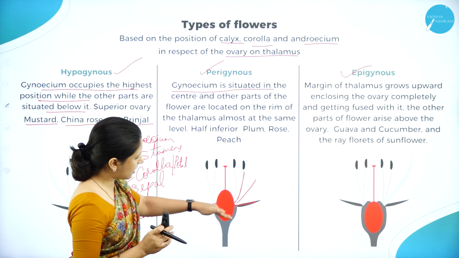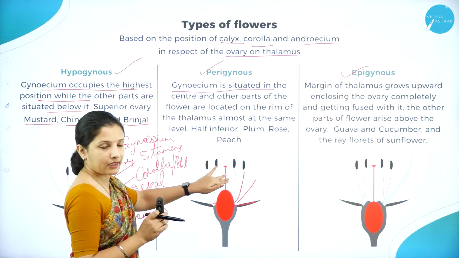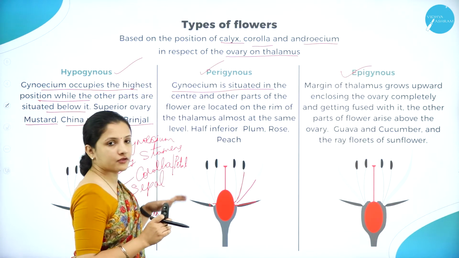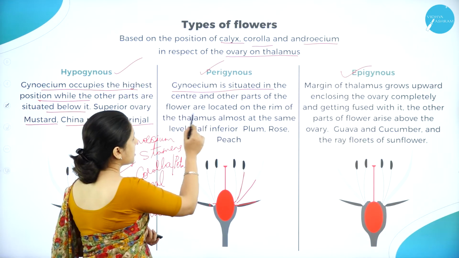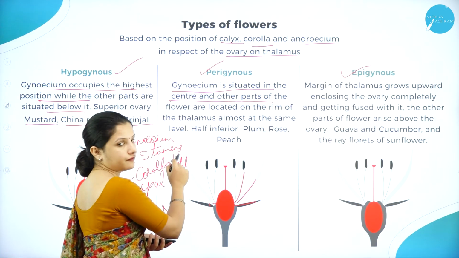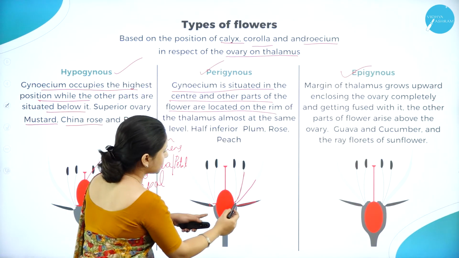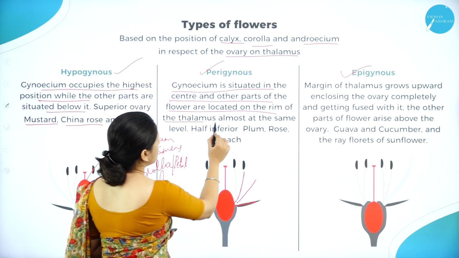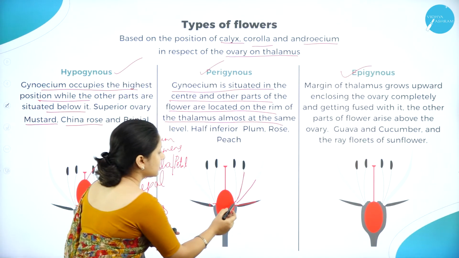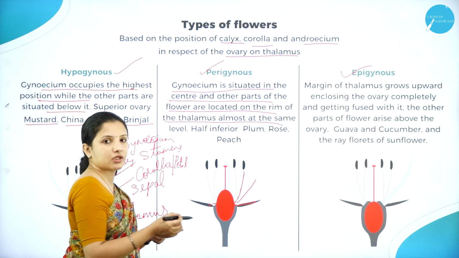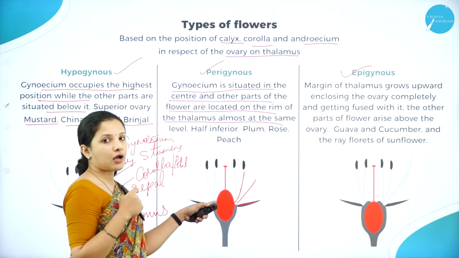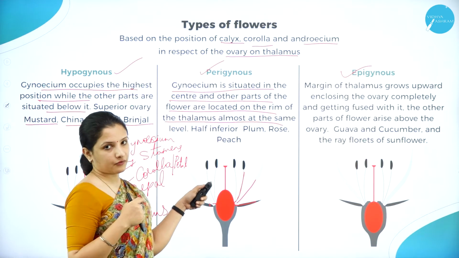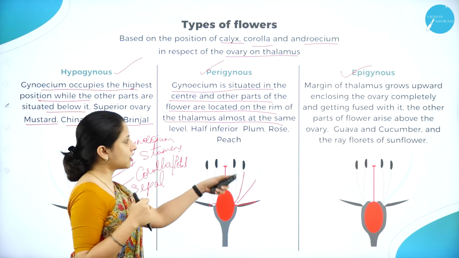It is not situated completely down nor completely above, right? It is situated exactly in the center, and from that center of the ovary, other parts of the flower are arising. So the gynoecium is situated in the center and other parts of the flower are located on the rim. So this is the rim, that is the periphery. It is located on the rim of the ovary, and that is the rim of the thalamus. So the thalamus covers half of the ovary. From that half where the thalamus ends, from there the other parts of the flower are arising.